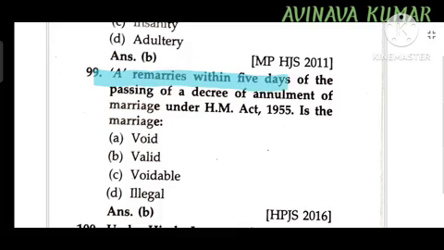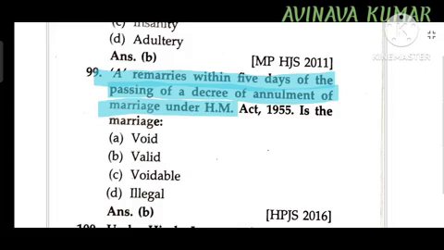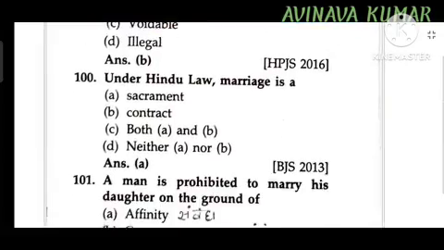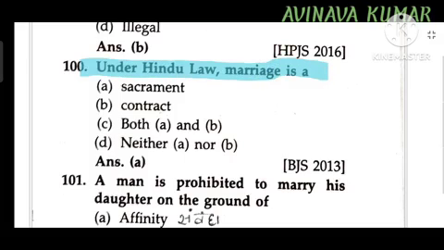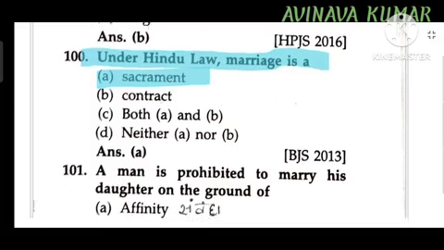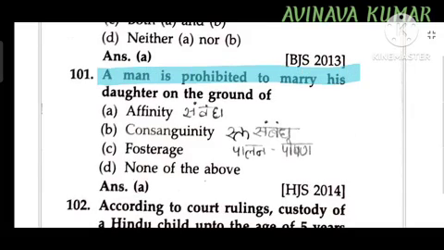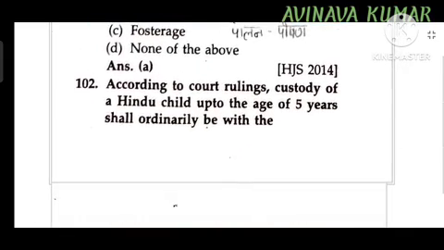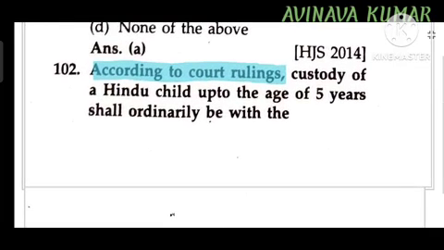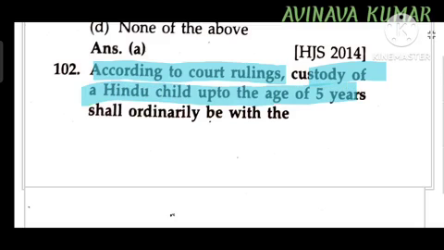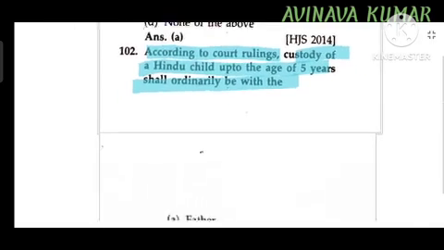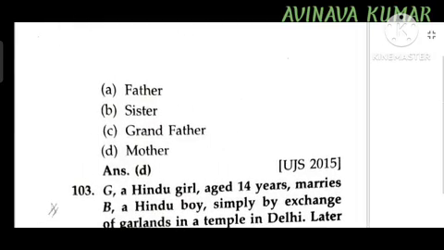A remedy within 5 days of the passing of a decree of annulment of marriage. Under Hindu Marriage Act 1955, the marriage is valid. Under Hindu law, marriage is a sacrament. A man is prohibited from marrying his daughter on the ground of affinity. According to the court ruling, custody of the Hindu child up to the age of 5 years shall ordinarily be with the mother.